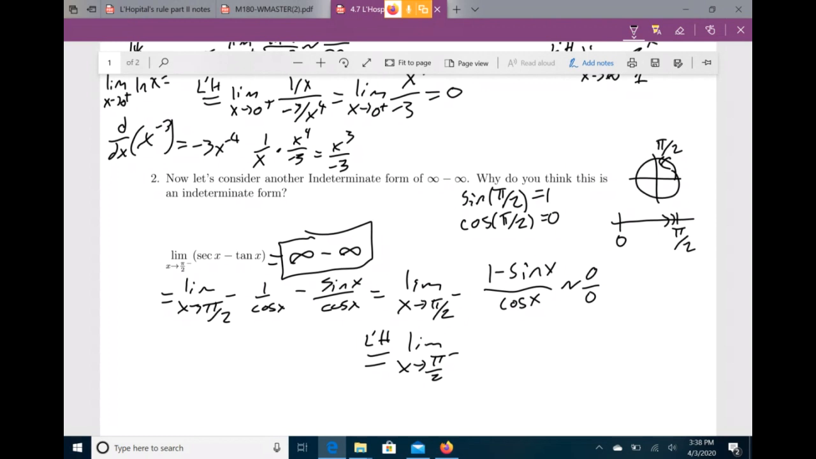Okay, so what is the derivative of 1 minus sine of x? Negative cosine. Okay, and the derivative of cosine of x? Good. Negative sine. So this is really the limit as x approaches pi over 2 from the left of cotangent.